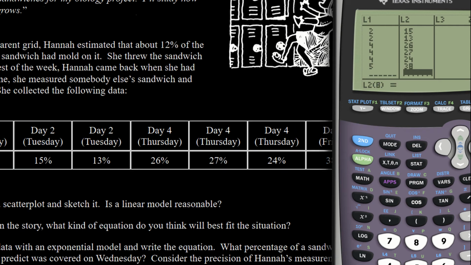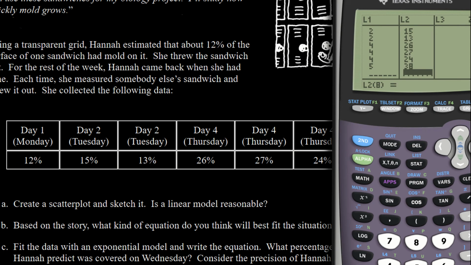So I'm just kind of reviewing these numbers. Let me go back up at the top. Day 1, I've got 12. Yep, 15, 13, 26, 27, 24, and then 38. Day 1, 2, 2, 4, 4, 4, 5. Okay, so now that that data is in there, I'm going to go ahead and set up a stat plot.